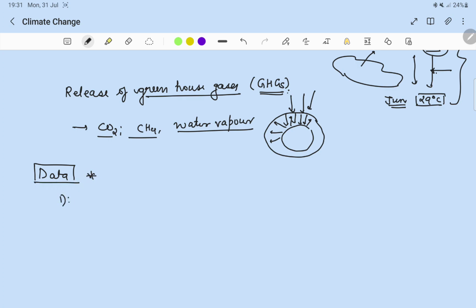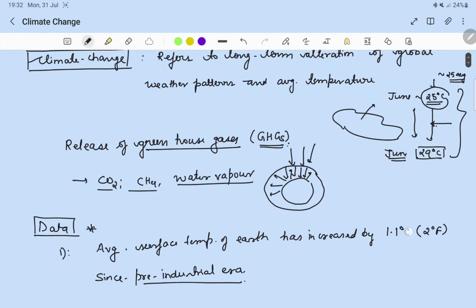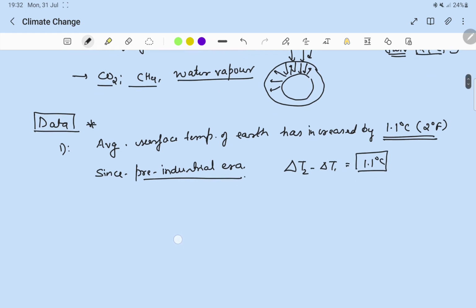So the first data set is saying that the average surface temperature of earth has increased by 1.1 degree Celsius or 2 degree Fahrenheit since the pre-industrial era. Means before we started with industrialization, the temperature then and the temperature now is showing a difference of about 1.1 degree Celsius. So there is a temperature difference, that is T2 minus T1 is about 1.1 degrees Celsius. So this is one evidence we can quote.